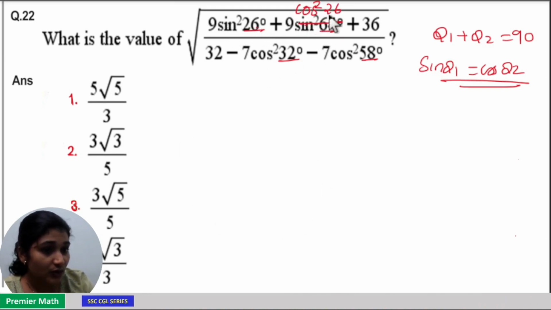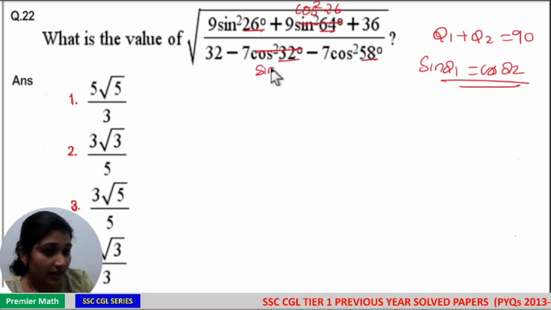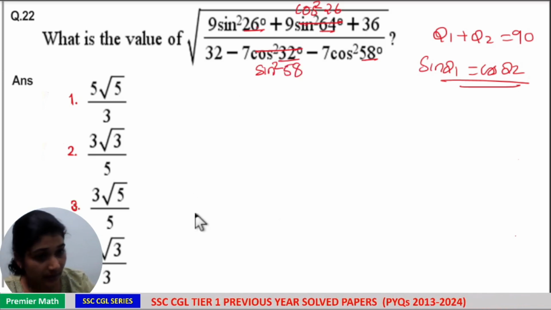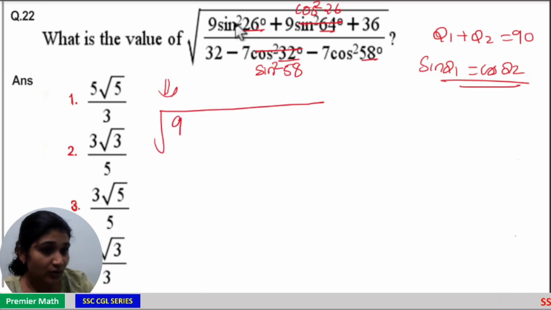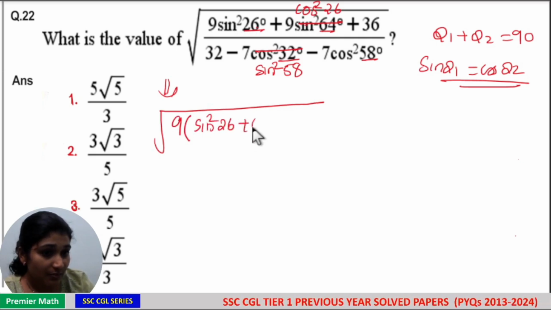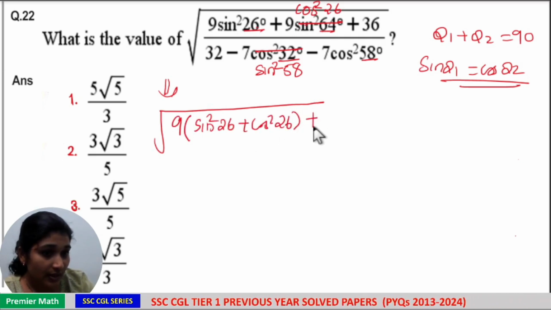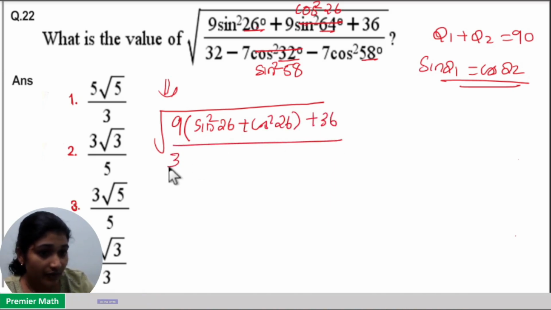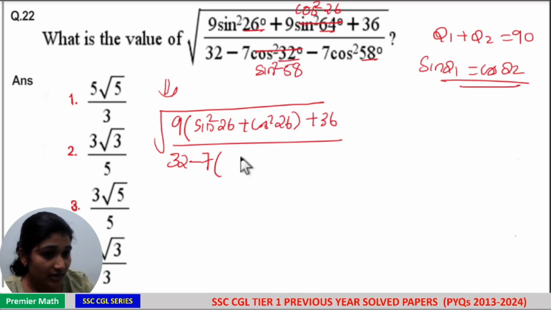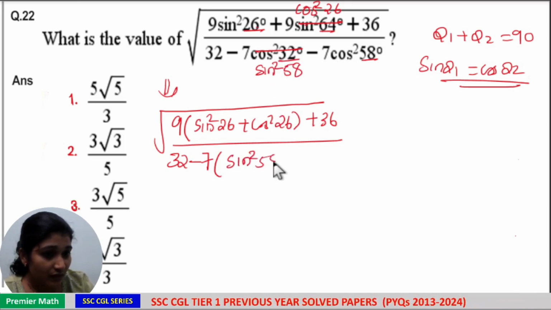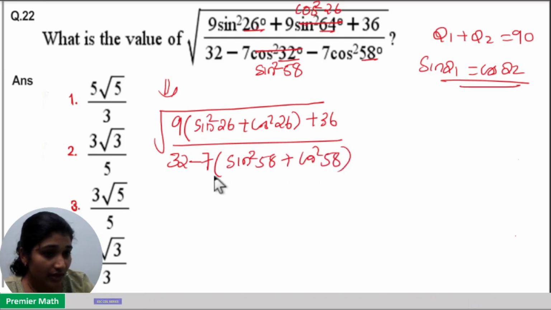Sine square theta 1 is equal to cos square theta 2. Now here cos square 32, I can write it as sine square 58. Now this will become root of 9 into, 9 is common in the first two terms, 9 into sine square 26 plus cos square 26, plus 36 divided by 32 minus 7. I can take it as common from the second and third term in the denominator. So the second and third term will become sine square 58 plus cos square 58 into minus 7.